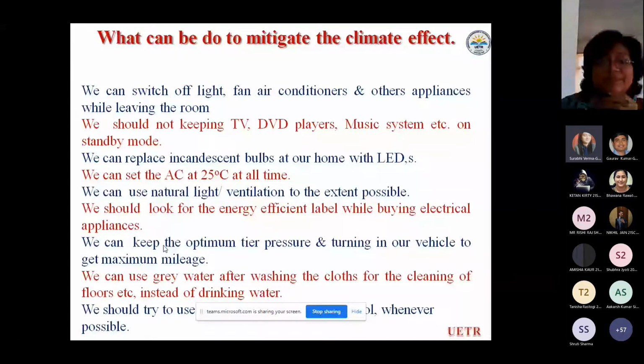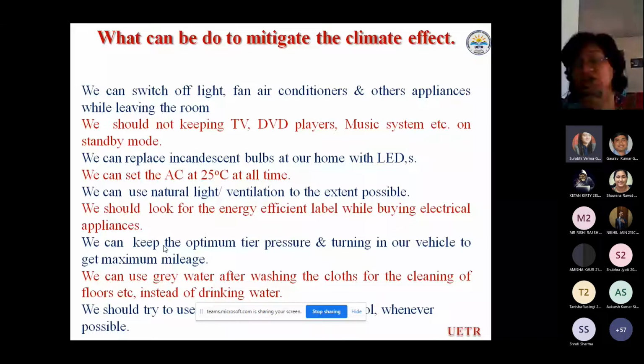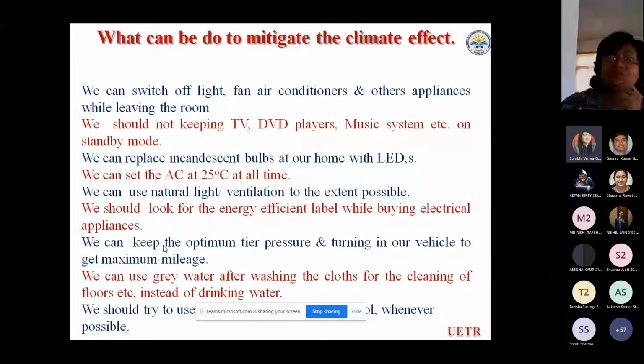We should look for the energy efficiency label while buying electrical appliances. We can keep the optimum tire pressure and tuning in our vehicle to get maximum mileage and reduce air pollutants. Okay, we can use the gray water after washing clothes for cleaning the floor instead of clean water or drinking water. We have to use the gray water, which is otherwise useless. So we should use all these things for contributing to sustainability, for protecting our climate and making our climate more favorable.